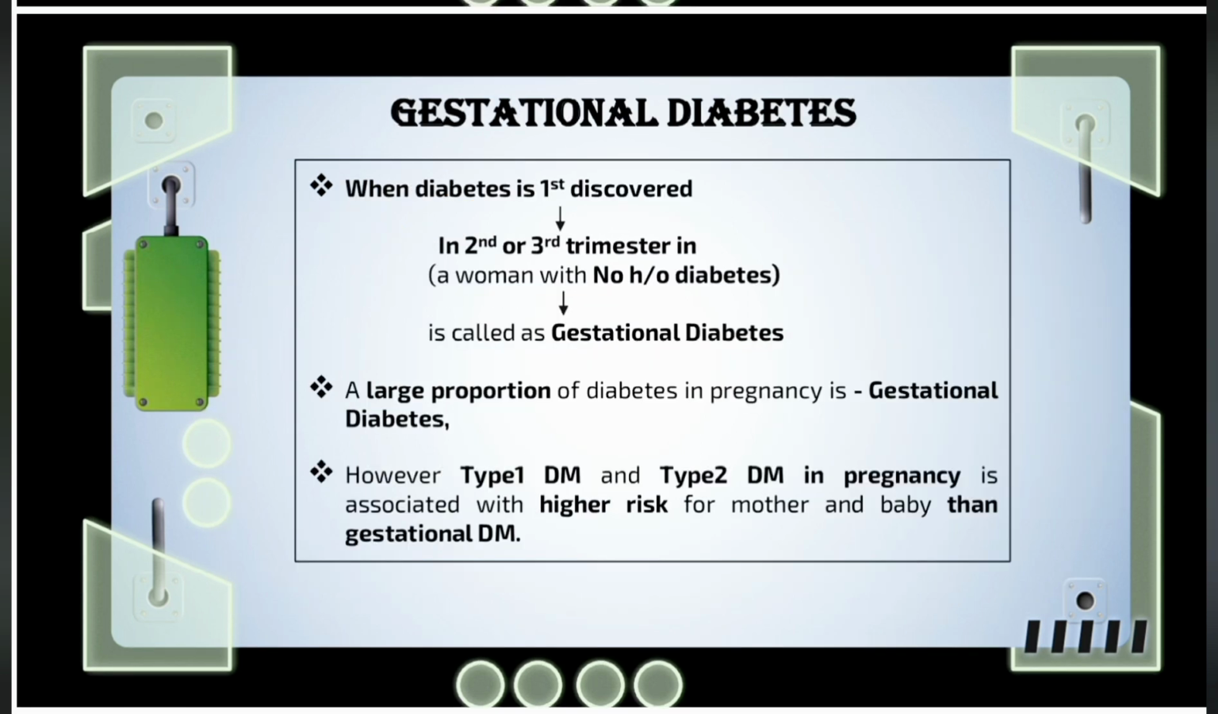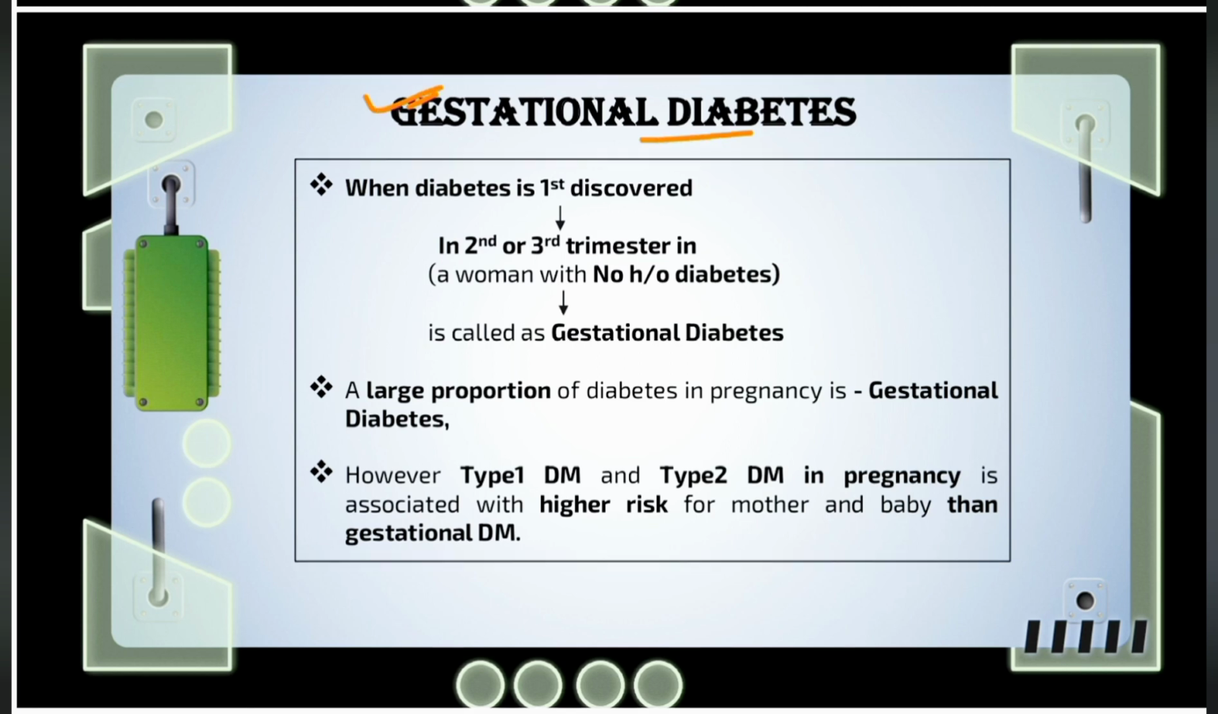As compared to pre-gestational diabetes, gestational diabetes mellitus refers to the diabetic cases which are first discovered in the second or third trimester of pregnancy in a woman who has no previous history of diabetes. Then it will be labeled as gestational diabetes. A large proportion of the diabetes in pregnancy comes under gestational diabetes.